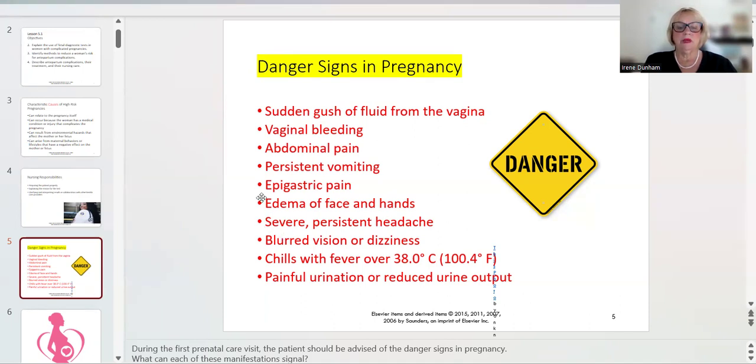Again, this goes in with preeclampsia. Chills with fever over 38 Celsius, which is 100.4 Fahrenheit. Guys, that's a fever. Okay, could be from cystitis, and now we've got pyelonephritis. Painful urination or reduced urine output. Again, that's very indicative.